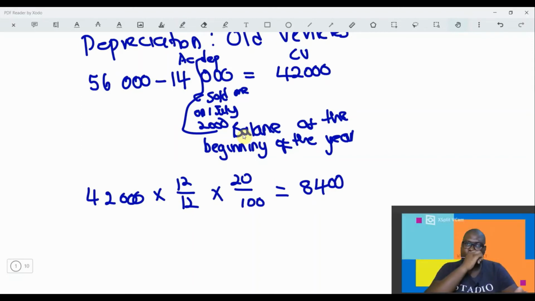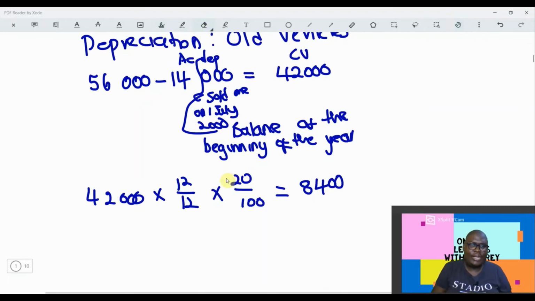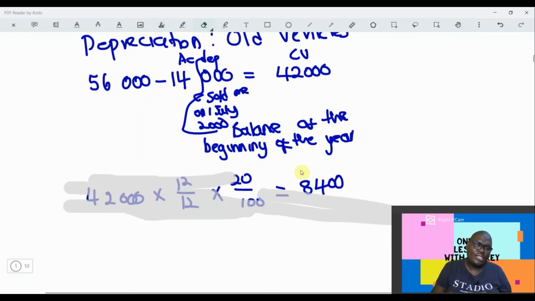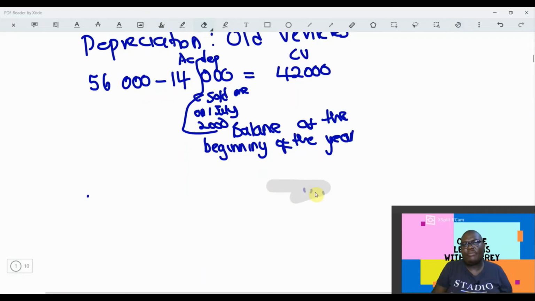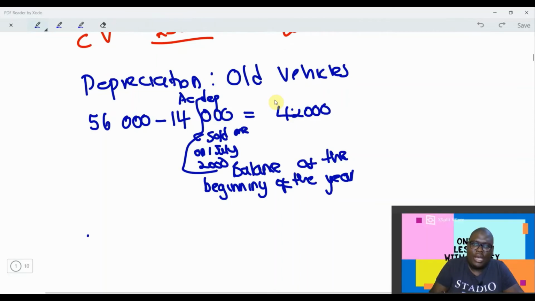Oh sorry, please let me correct this. We're not supposed to calculate on this. I forgot that this is not the cost. Okay, it's a good thing that we remember. So remember, this is not actually the carrying value. This is the accumulated depreciation of old cars now. So it's going to be this 42,000. It will be depreciation for old vehicles.